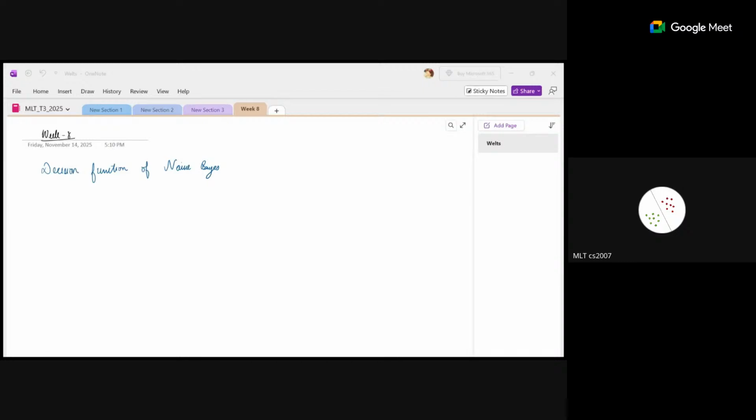The PDF will not be shared in the calendar, the PDF will be shared on the portal.